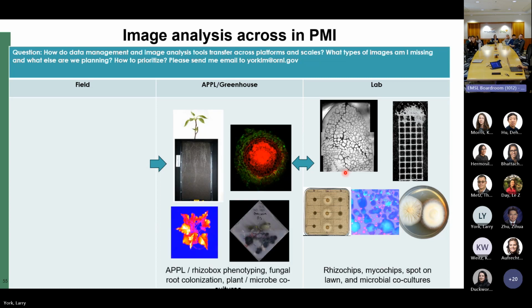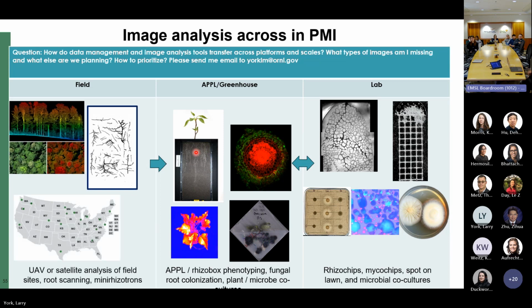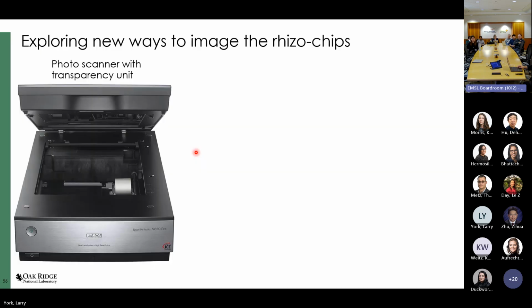At the greenhouse level, we have our Advanced Plant Phenotyping Laboratory, which I'll talk to you more about in a little bit. I'm also working more with rhizoboxes. At the field level, we do have field-level experiments, but not very many explicit field-level measurements, though things like UAV and satellite analysis would be relevant. We have people in our environmental sciences division who work on that.